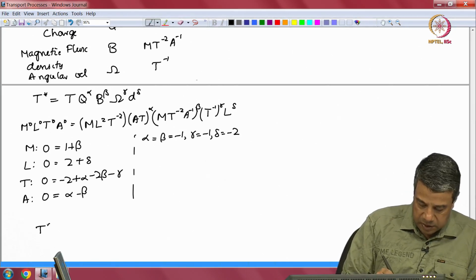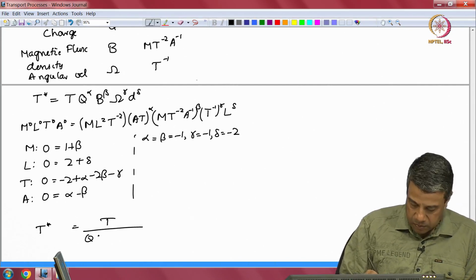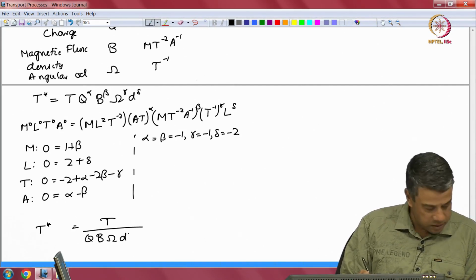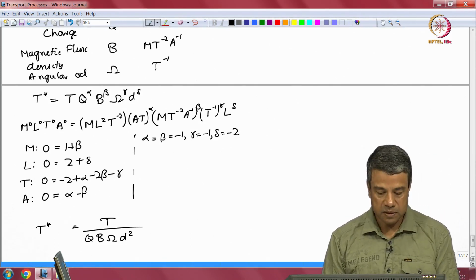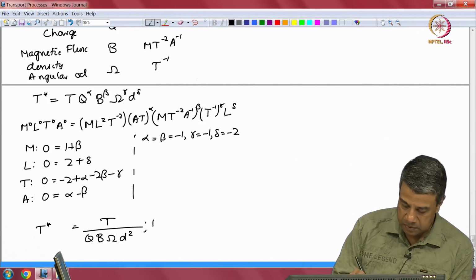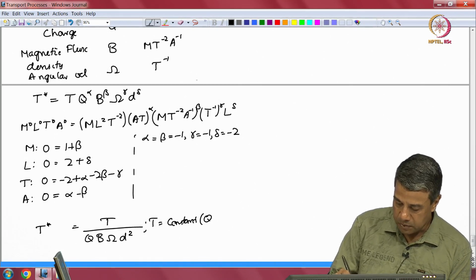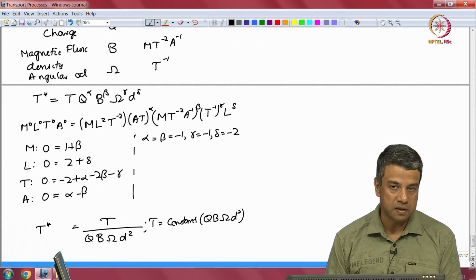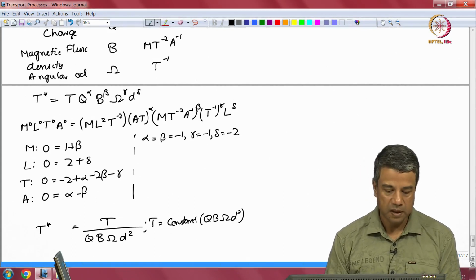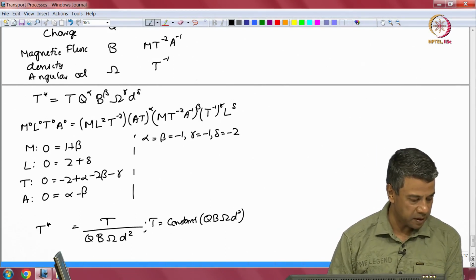Therefore, the scale torque is T star is equal to T divided by Q B omega d square. So, that is the scale torque. Therefore, the torque has to be proportional to this product. This implies that the torque is equal to some constant into Q B omega d square. So, that is the expression for the torque for a particle of charge q rotating in a magnetic field of magnetic field intensity B, with angular velocity omega and diameter d.